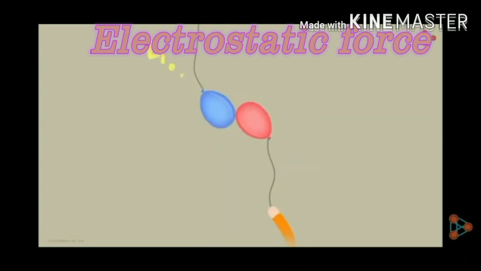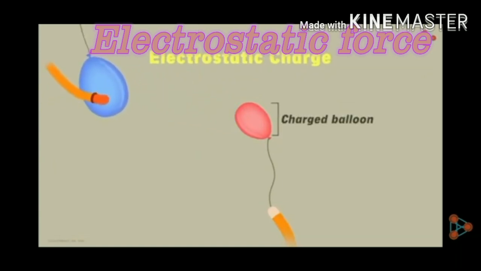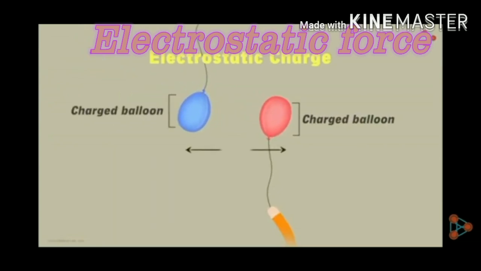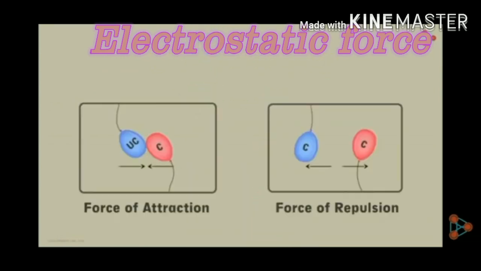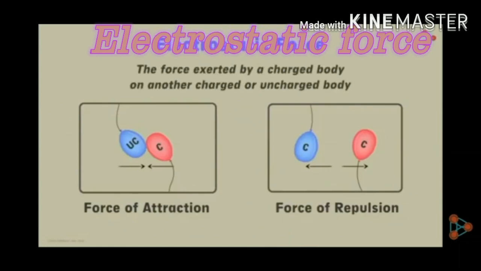What happens if you charge both the balloons? Now charge the blue balloon also and bring it near the other one. Then you can see there is a repulsion between the two balloons because like charges repel. Here also there is no need for any physical contact. Either it may be attraction or repulsion, the electrostatic bodies don't need any physical contact. That's why electrostatic force is also an example of a non-contact force.